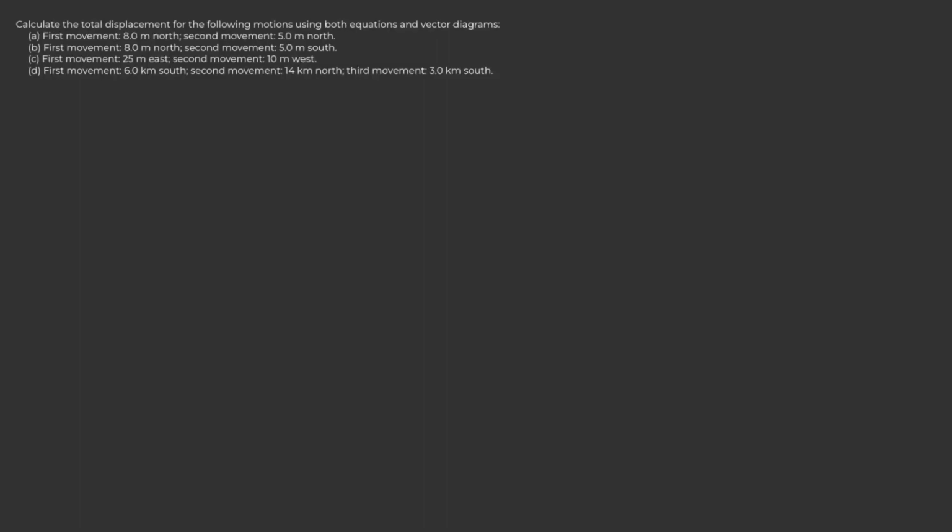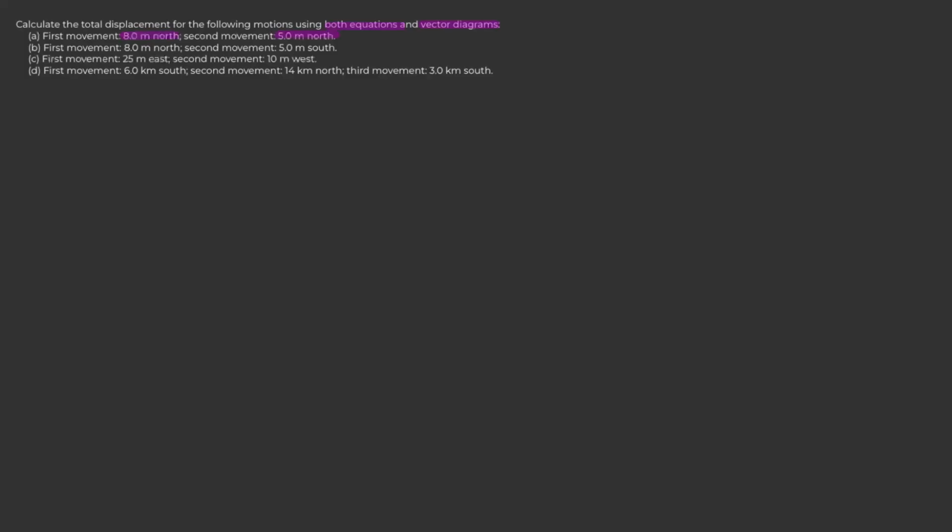Welcome back. Here's the question we're dealing with now. Calculate the total displacement for the following motions with both equations and vector diagrams. So we're going to be drawing some vector diagrams in this video too. For the first movement, we are traveling 8 meters north and then 5 meters north.